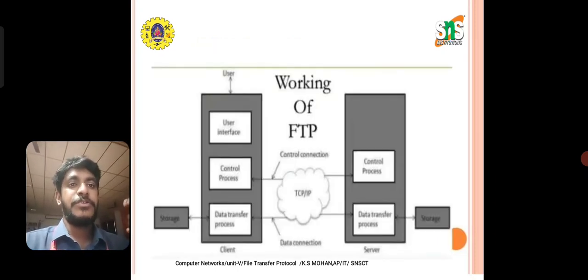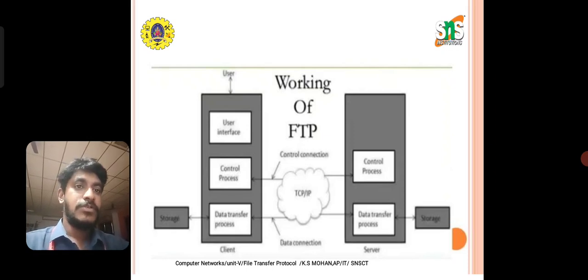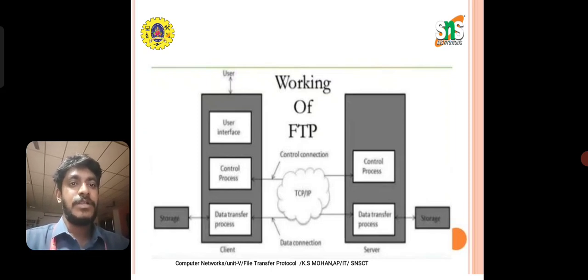Continuing with the working of FTP, we have the user interface, control process, data transfer process, and storage. We have the control connection and the data connection over TCP and IP. The control process goes from client to server, and we have storage on both client and server. So this is how the user interface, control process, and data transfer process work, storing the data at both ends.